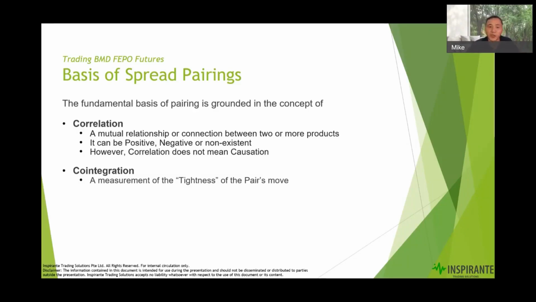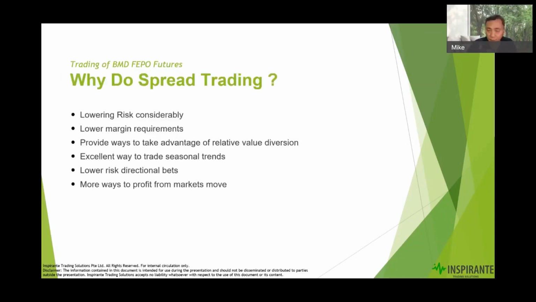which is really a measurement of the tightness of the pair's move. Now, once you get these two sorted out, you can have a firmer idea of how a pair or product should behave vis-a-vis one another. On that premise, I propose spread trading for a start, especially given FEPO is a relatively new product.